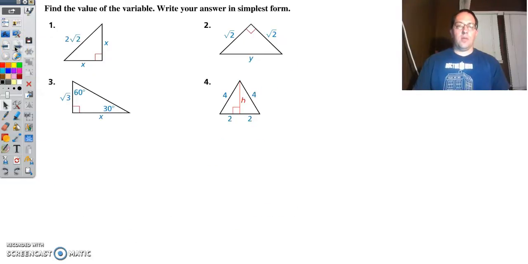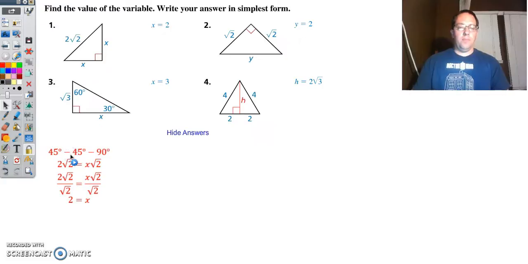Okay, so what I want you to do is work out these 4 problems. Pause the video, find the value of the variable, work this out, then come back and check your answers. Alright, you're back. Let's see how you did. There's all of the answers there. For those of you who got this right, great, good for you. You can fast forward a little bit. For those of you who didn't, here's number 1.